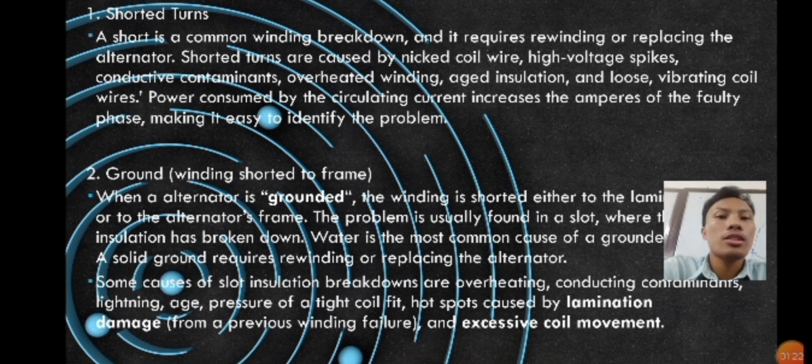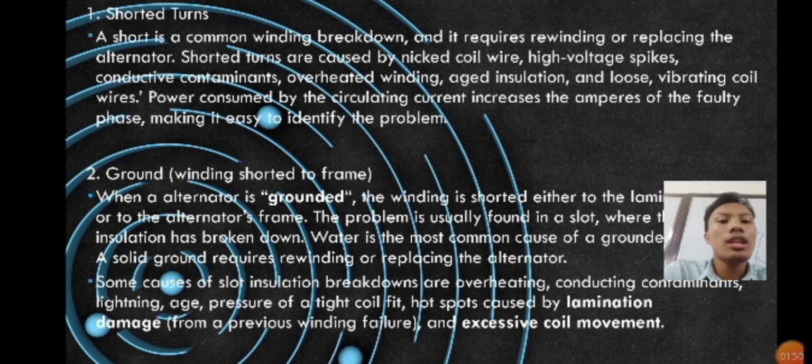Now, first, the shorted turns. A short is a common winding breakdown and it requires rewinding or replacing the alternator. Shorted turns are caused by naked coil wire, high voltage spikes, conductive contaminants, overheated winding, aged insulation, and loose vibrating coil wires. Power consumed by the circulating current increases the amperes of the faulty phase, making it easy to identify the problem.